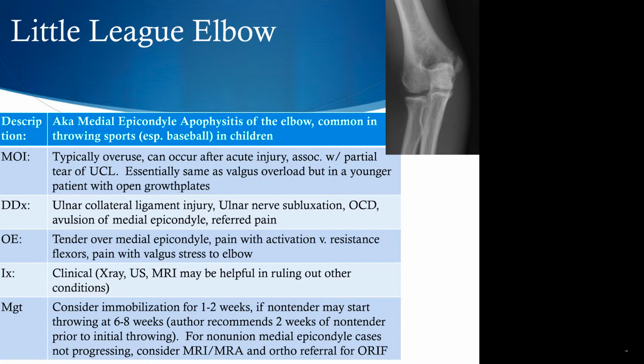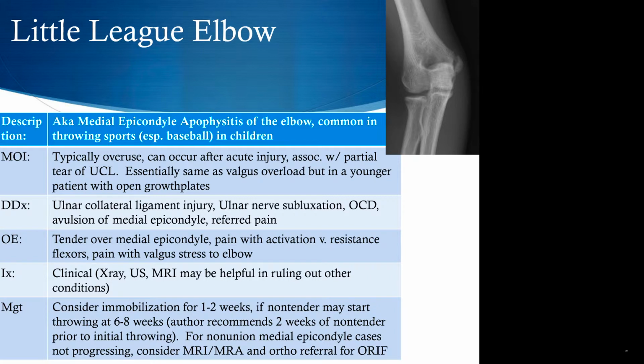The differential diagnosis includes an ulnar collateral ligament injury, ulnar nerve subluxation, osteochondral defect or osteochondritis dissecans, avulsion of the medial epicondyle, and referred pain. On examination, they're typically tender over the medial epicondyle, and there's pain with resisted activation when testing the flexors, and pain with valgus stress to the elbow.